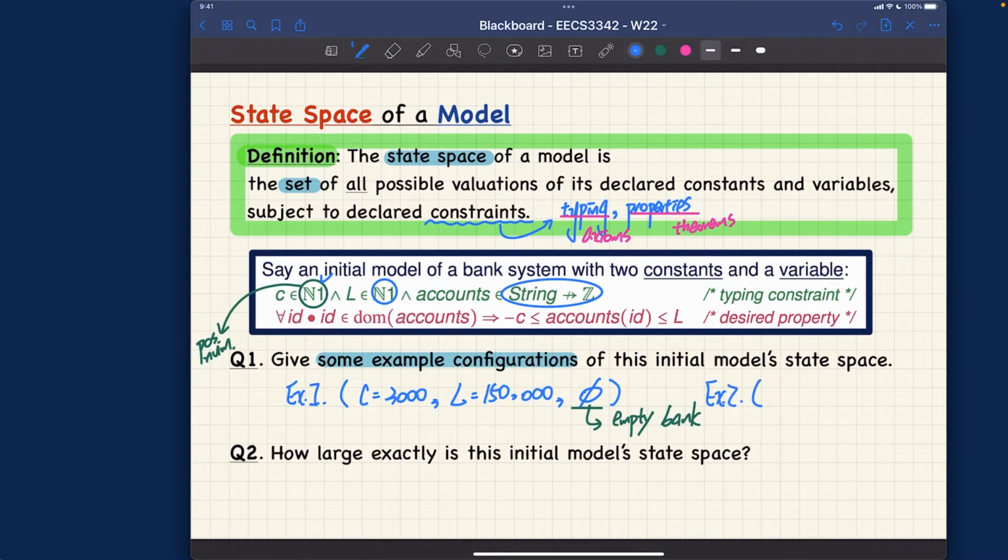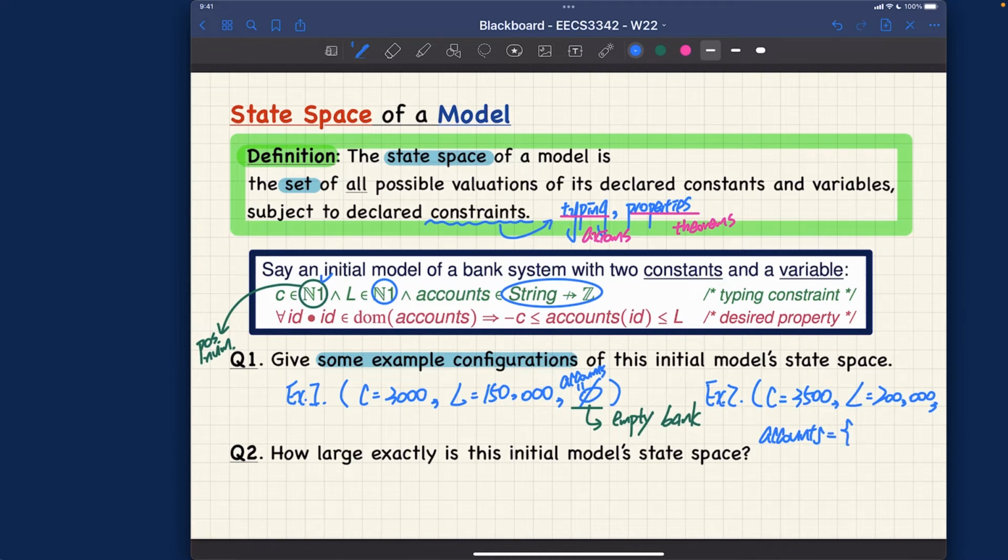And for example number two, let's say we have maybe slightly different credit limits, because it can be any positive number for credit limits. Let's say 3,500, and also L will be, let's say 200,000, let's say higher. And what about the actual bank? I mean the accounts. Oh sorry, here I should really say accounts is equal to, that's what I meant to say. So now we can say accounts is going to be an enumeration of some partial function between string ID and also the integer balance.